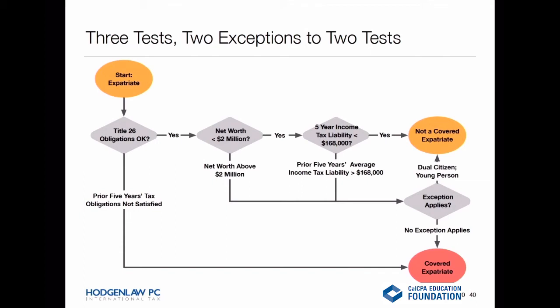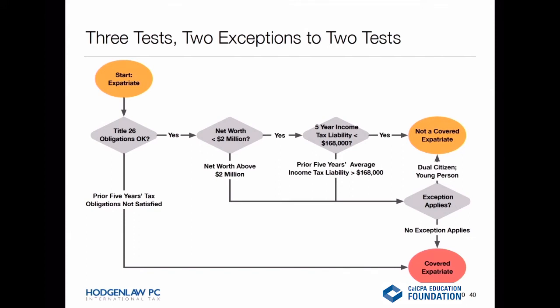If your net worth is below $2 million and you can answer yes, then next you look at the 5-year income tax liability test. If your average tax liability is under $168,000 over the last 5 years, and you can say yes to that, then you're not a covered expatriate. But if it's over 168, then you go and look and see, does an exception apply? If not, you're a covered expatriate. If yes, then you can avoid it. So in other words, we have this kind of complicated if-then tree that we have to go through.